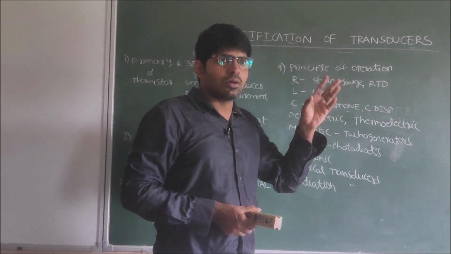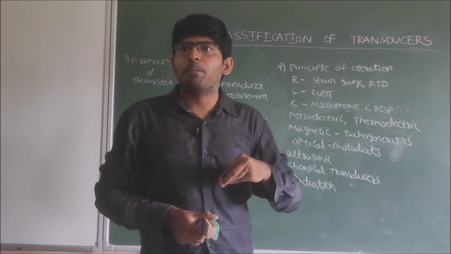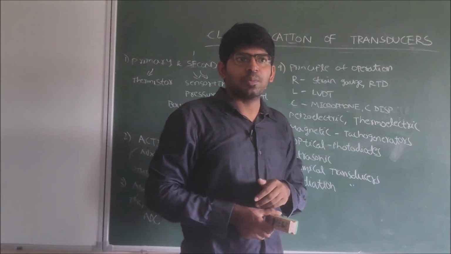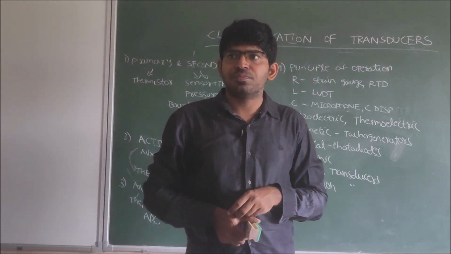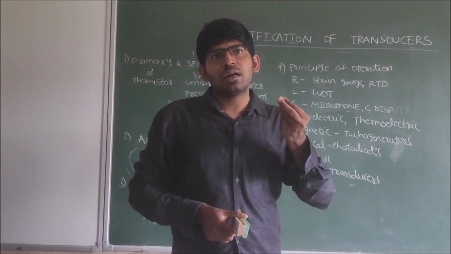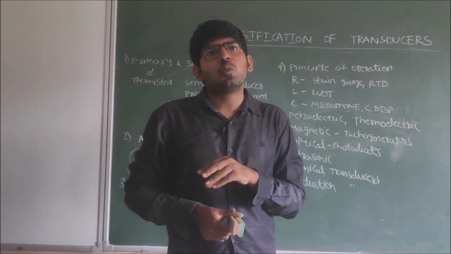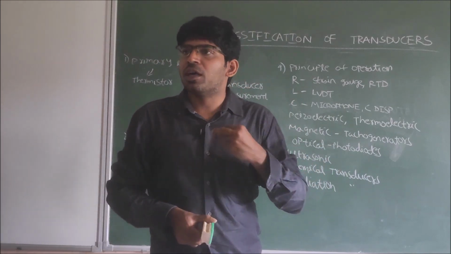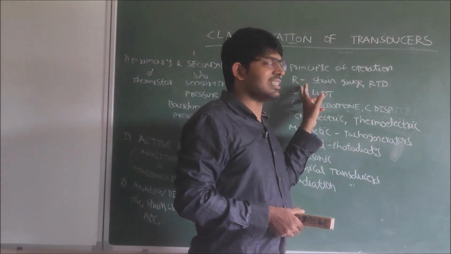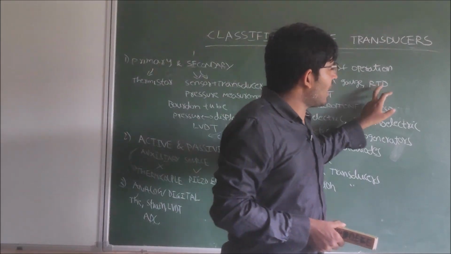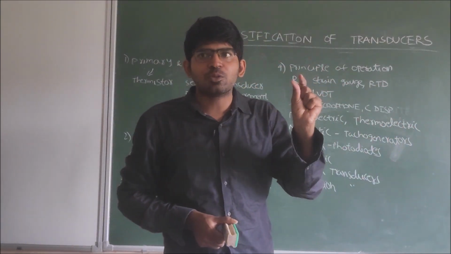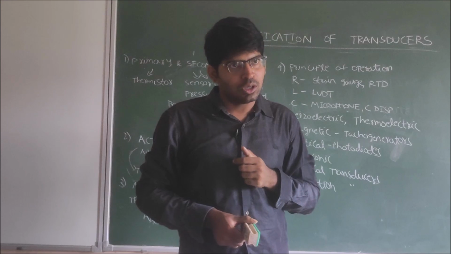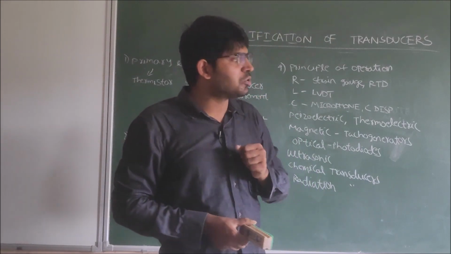Next we are discussing transducers based on the principle of operation. A resistive transducer: when the physical signal is varying, the output electric signal varies with respect to the resistance. Examples are the strain gauge or RTD. In the strain gauge, when the displacement is changing, it changes the resistance also. That's why these are resistive transducers.